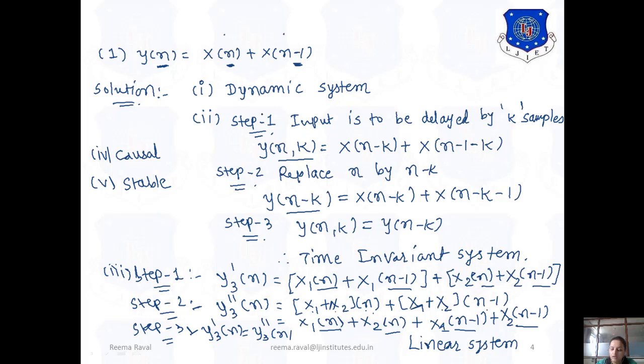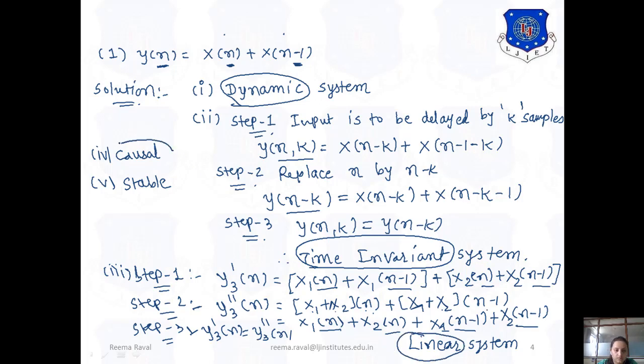That means this system is a dynamic system, it is a time invariant system, it is linear, causal and stable. Okay, so these are the 5 properties which we are asked to check. Okay, now which is the next question?